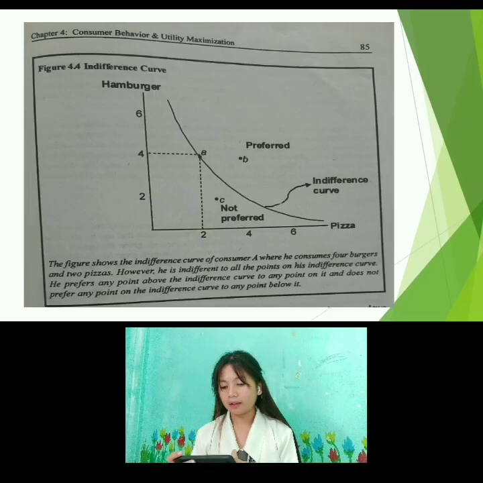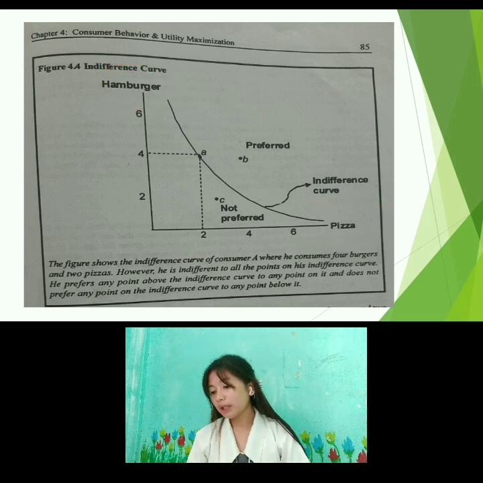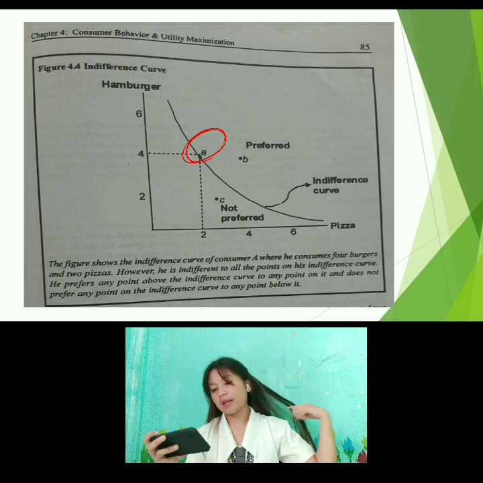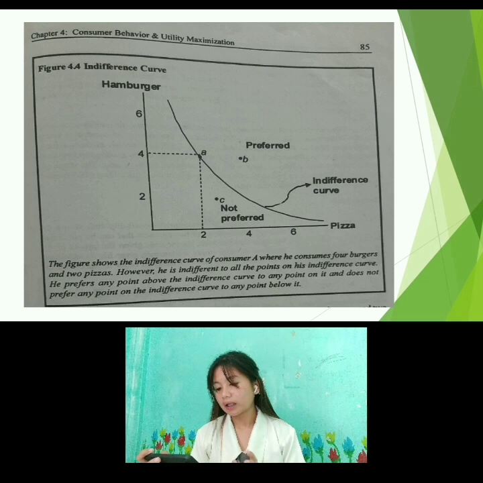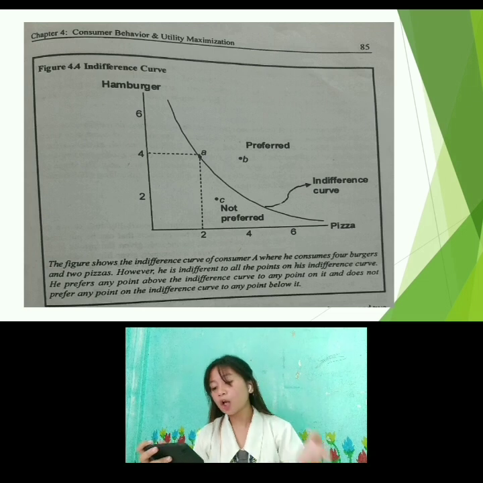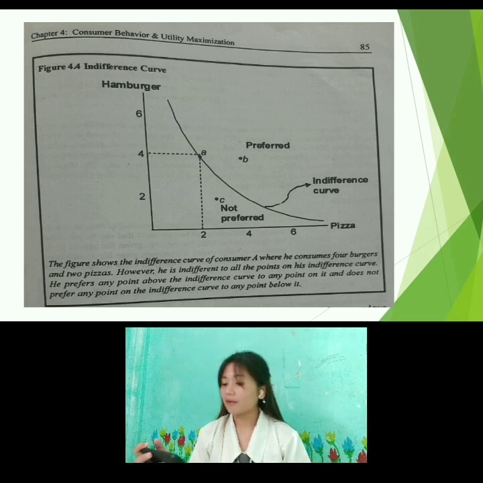We can also illustrate the indifference curve into a graph. We have here, sa graph natin, in y-axis, the hamburger, and sa x-axis is the pizza. Consumer A consumes 4 hamburgers and 2 pizzas at point A. So, ayun yun. And however, he is indifferent to all points on his indifference curve. He prefers any point above his indifference curve. Mas preferred niya yung point B kaysa doon sa any other points na under sa curve, just like the point C, hindi niya yung preferred. Kasi nga, nakadepende na yun sa consumer natin. Pero at the same time, same lang yung satisfaction na nakukuha.